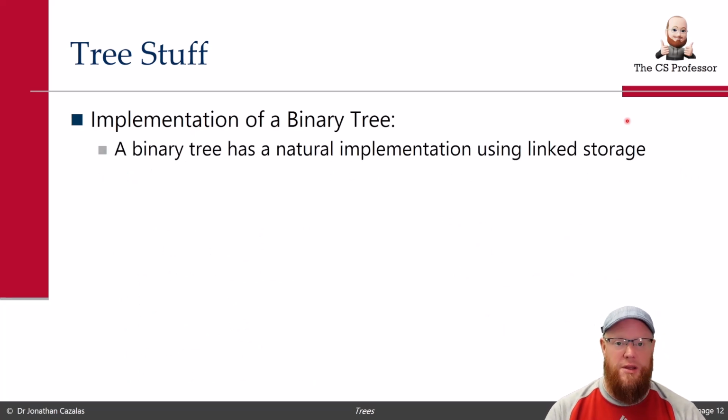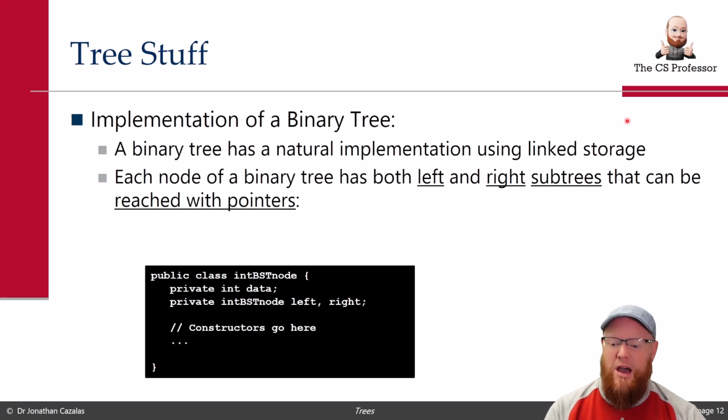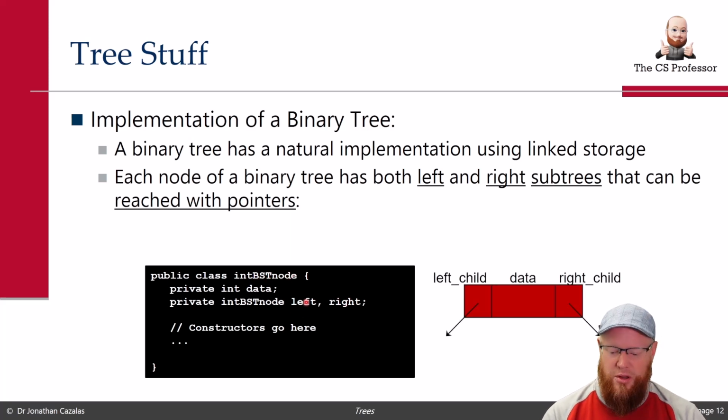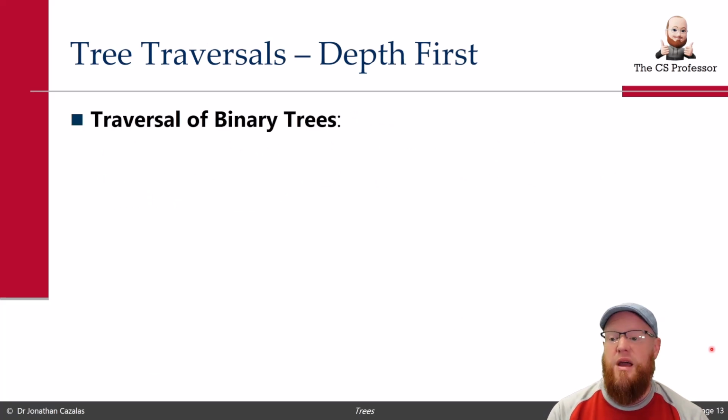Implementation of a binary tree uses linking to the left and the right in a very similar way to a linked list. We have a next. Well, now think of it, you have 2 nexts. You have a left and you have a right, similar to linked list. And so here we have our class, int BST node. We have a single data value, and then we have a left and a right. In the same way that we had a next of our LL node class, here we have an int BST node class. It has a left, it has a right pointer that's simply going to point to the left and the right child.